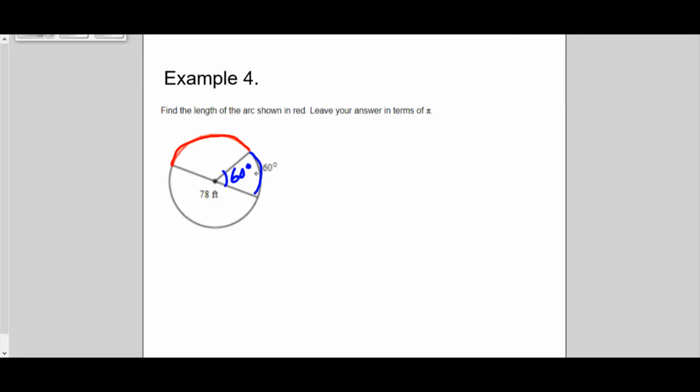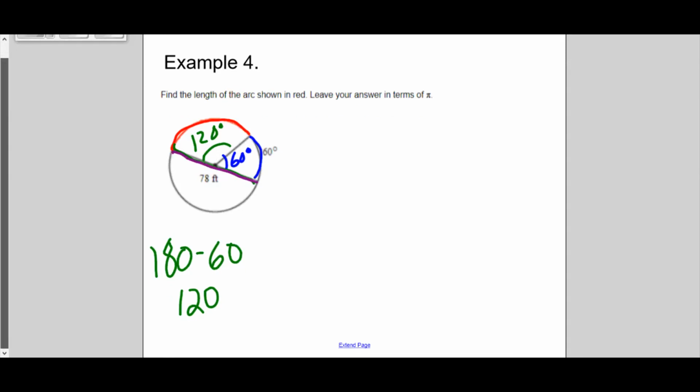So if I want to figure out what this angle is, I will just do 180 subtract 60, and that will give me the measure of that angle. So this will be 120. So I know the measure of this angle is 120 because I have two angles forming along this straight line, which is the diameter. Another thing is I know that this straight line, my diameter, is 78 feet. So let's go ahead and now copy down the formula for calculating an arc length.